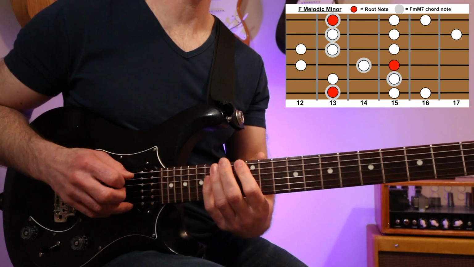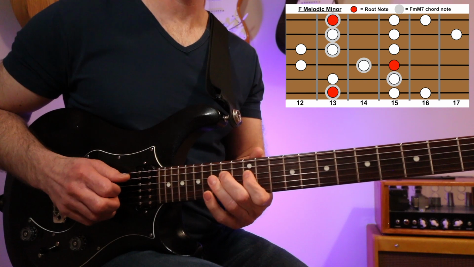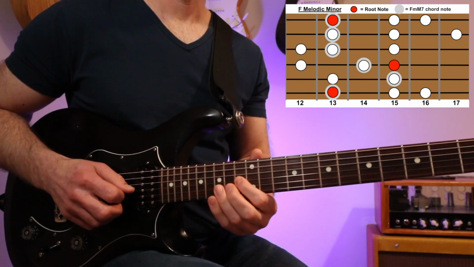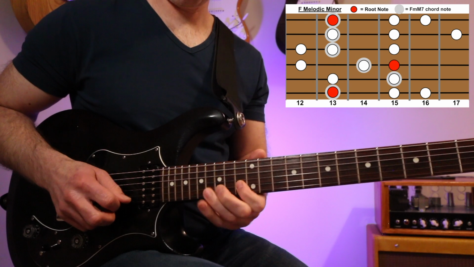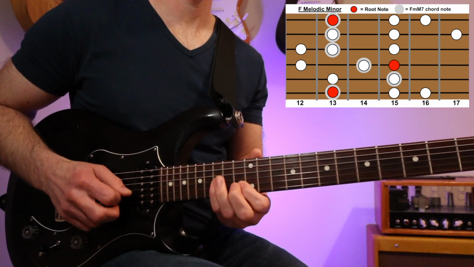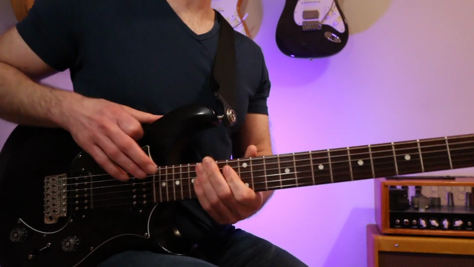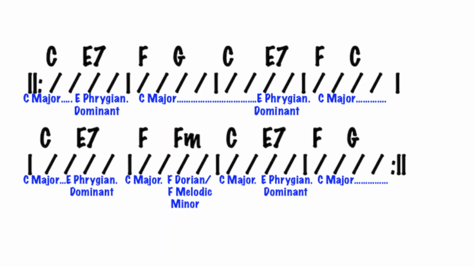And that's basically made from a 1, 2, flat 3, 4, 5, 6, 7, and then back to the 1. So finally, our chord progression has these options. We can play major across most of it, but when the E7 chord comes in, we can play Phrygian Dominant. And over the F minor chord, we can play F Dorian or F melodic minor.